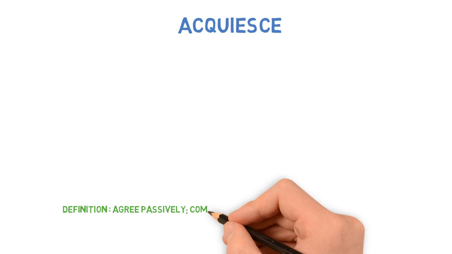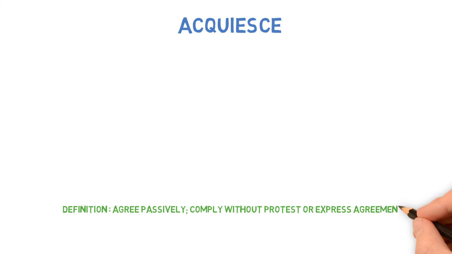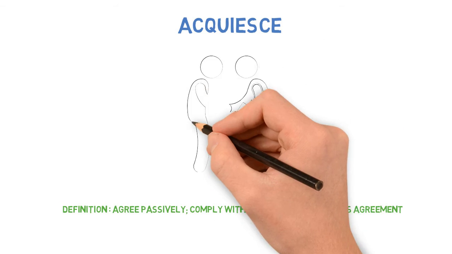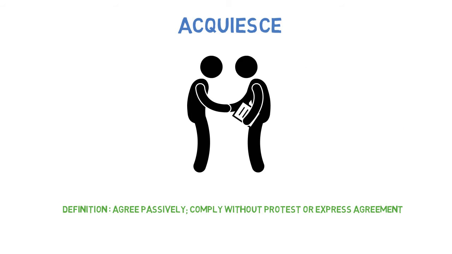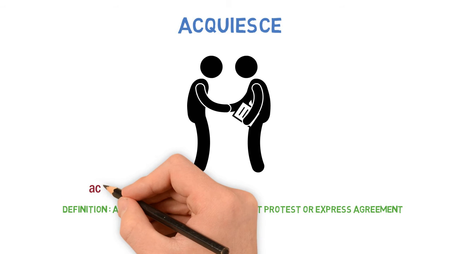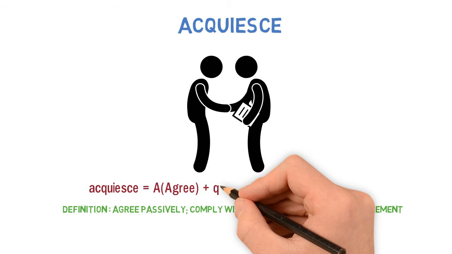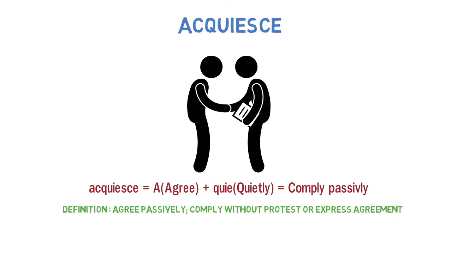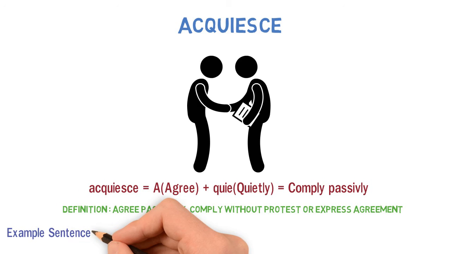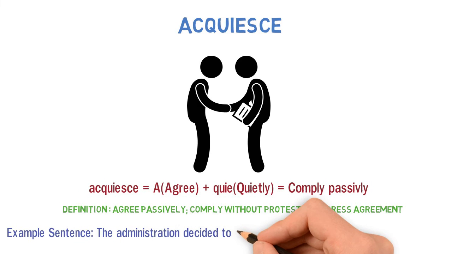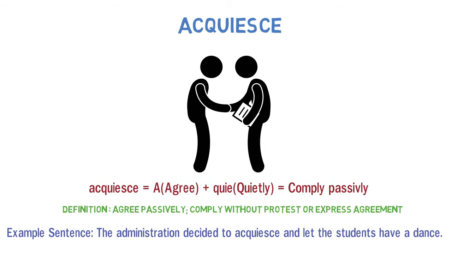Now the next is acquiesce. Definition of acquiesce is agree passively, comply without protest or express agreement. In Hindi, बिना विरोध के किसी काम का हो जाना या काम का होना को हम acquiesce बोलेंगे. And the mnemonic which you can use here is acquiesce equals A means agree and qui means quietly. So if a person is agreeing quietly, that means he is complying without protest. The example sentence is: the administration decided to acquiesce and let the students have a dance.